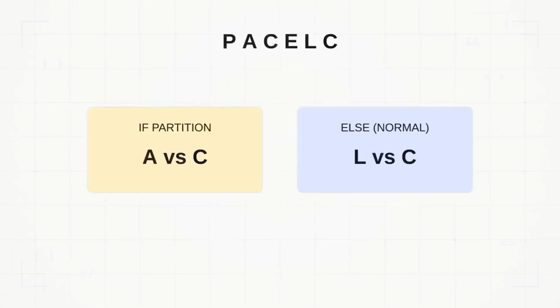Since partitions are rare but inevitable, what happens the other 99.9% of the time when the network is healthy? This is where CAP falls silent. Enter PACELC. It stands for: if there is a partition, choose between availability and consistency. Else, choose between latency and consistency. This else clause is critical. It acknowledges that even when everything is working perfectly, there is still a trade-off.